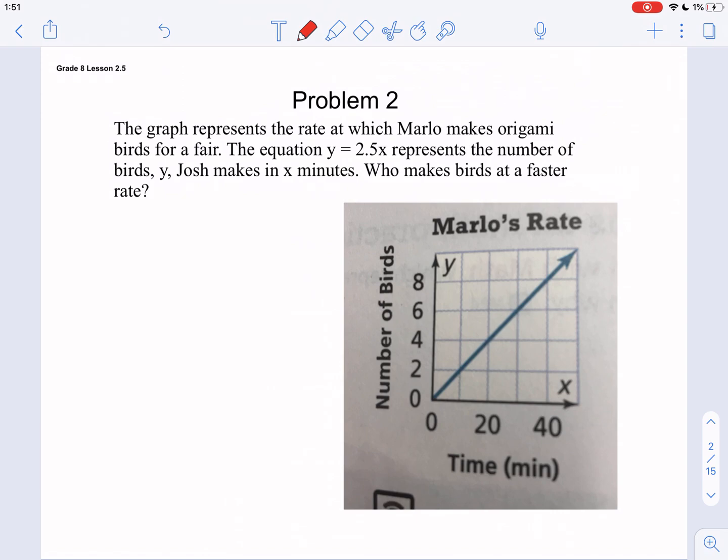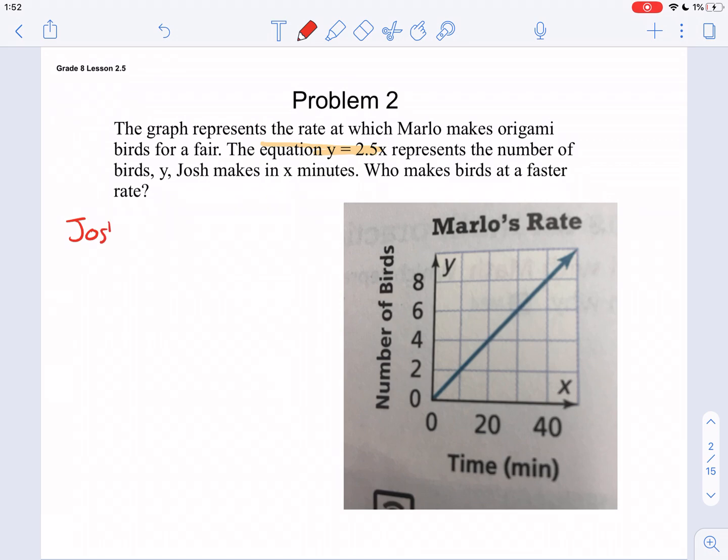Problem 2. The graph represents the rate at which Marlo makes origami birds for a fair. The equation, y equals 2.5x, represents the number of birds, y, Josh makes in x minutes. Who makes birds at a faster rate? Take a second to copy down the question. I'm going to look at the equation first because that's easier.